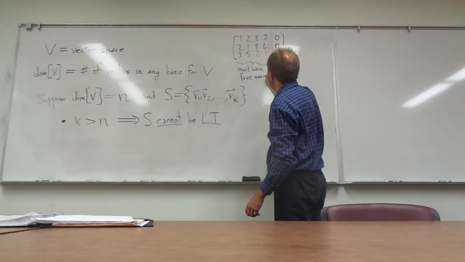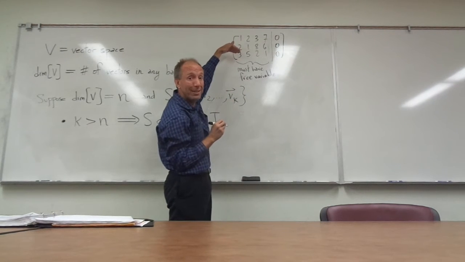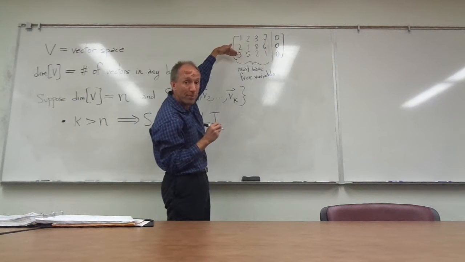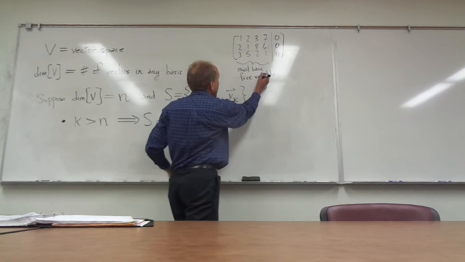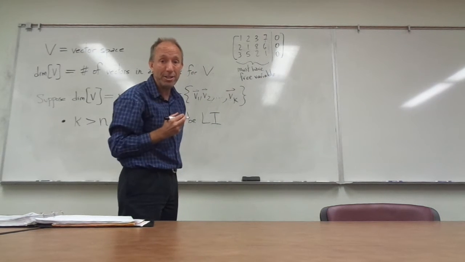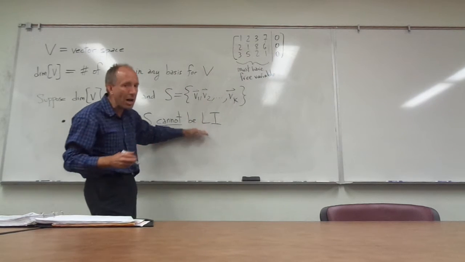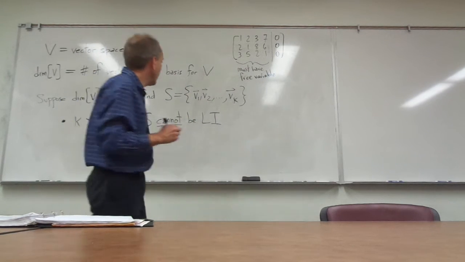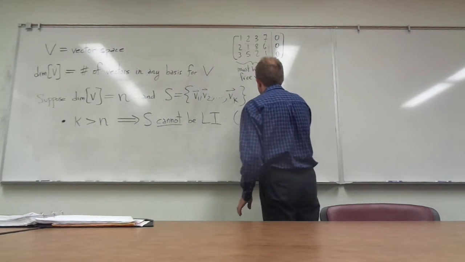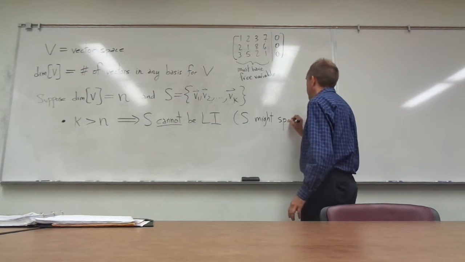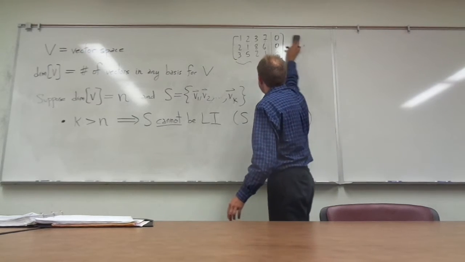Do you see that? Because after all, you can only have 1 pivot per row, and I only have 3 rows, but yet I have 4 columns. So there's going to be a column here somewhere that does not have a pivot. And that means there's a free variable, and that means S is not going to be linearly independent. Now, S might span the space. That is still a possibility. It might span V, but even that is not guaranteed.